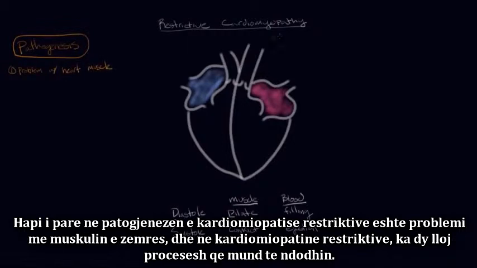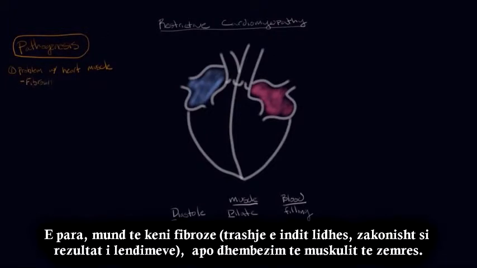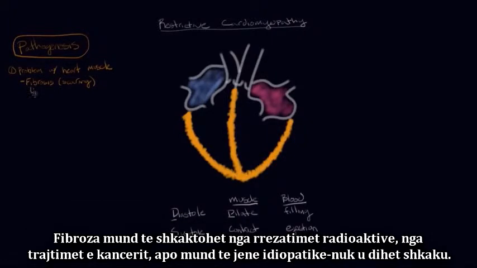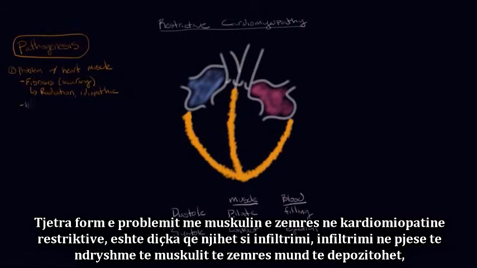And in restrictive cardiomyopathy, there's kind of two processes that could be going on. The first one is that you could have fibrosis or scarring of this heart muscle. So let's draw that in here. And this fibrosis can be caused by things like radiation from cancer treatment, or it can be idiopathic, meaning that we don't really know exactly what causes this. And the other form of problem with the heart muscle in restrictive cardiomyopathy is something known as infiltration.